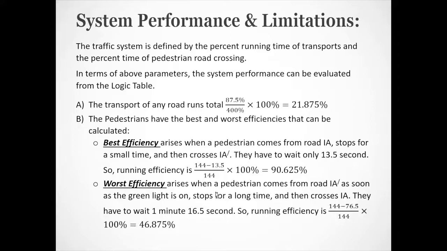Worst efficiency arises when a pedestrian comes from road IA bar as soon as the green light is on, stops for a long time, and then crosses the IA. So they have to wait 1 minute and 16.5 seconds. So the running efficiency will be 46.875%.